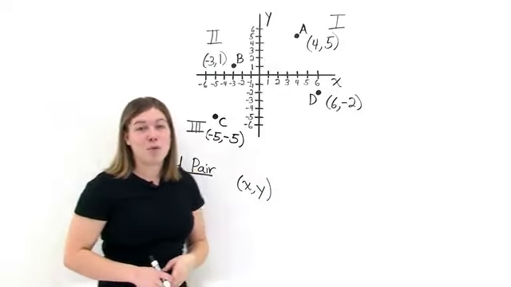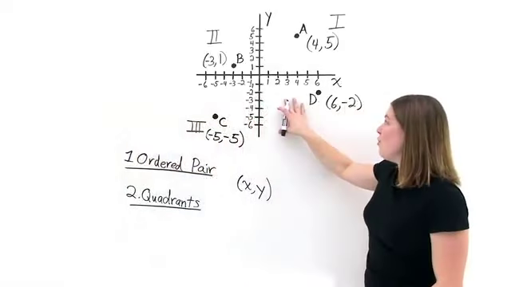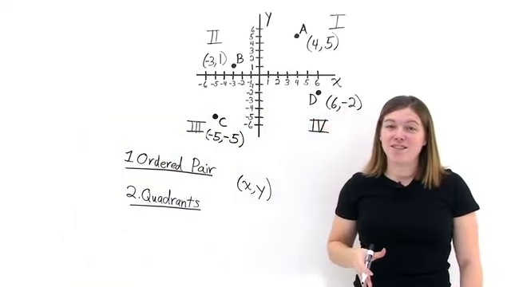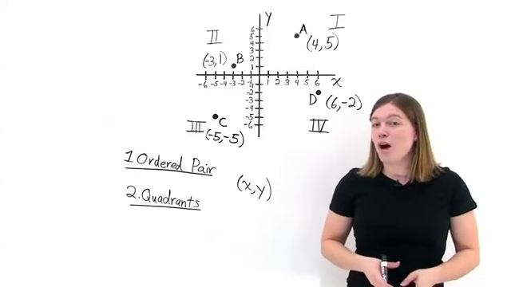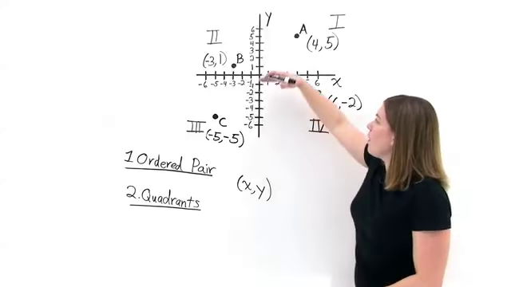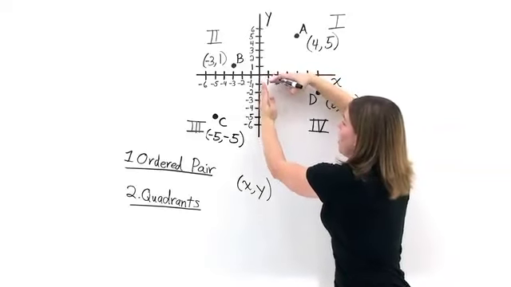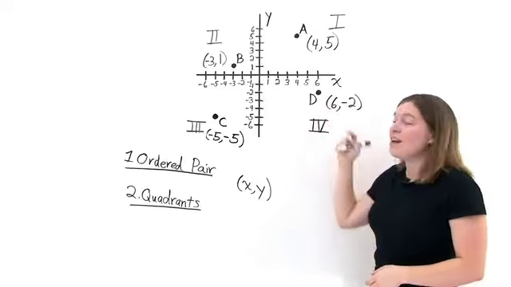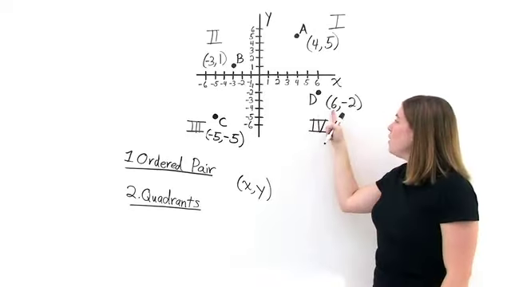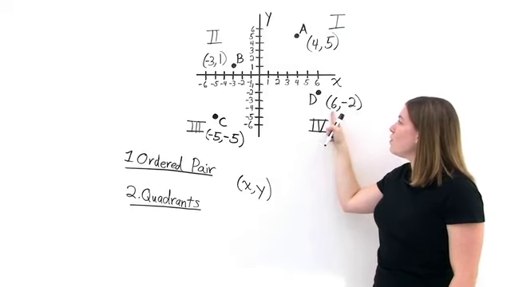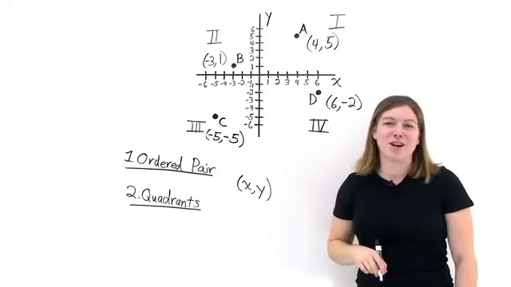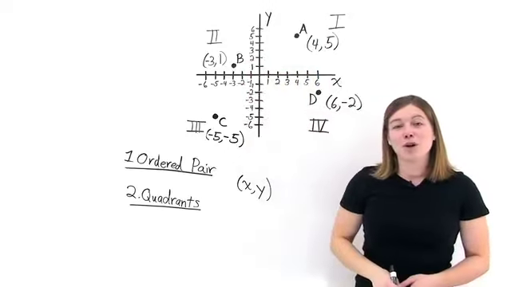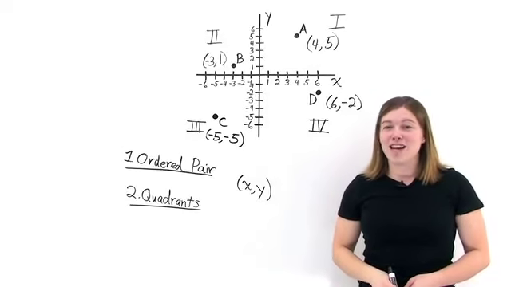Well, that only leaves one more quadrant, quadrant 4. And this one is the only quadrant that's not labeled. So it must be quadrant 4. But let's double check. Quadrant 4 is where x is positive and y is always negative. So let's see. X is always positive, y is always negative. Yep, this is quadrant 4. And we can double check with the point D that's in quadrant 4. We have the point 6, -2. Our x value is positive and our y value is negative. So we're in quadrant 4. Now we've taken each one of our individual points, labeled the ordered pairs, and then identified which quadrant each point falls into.